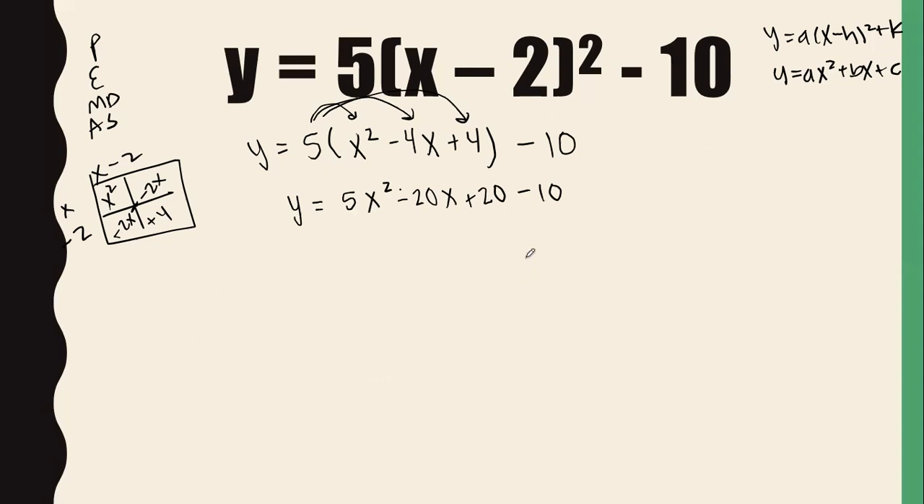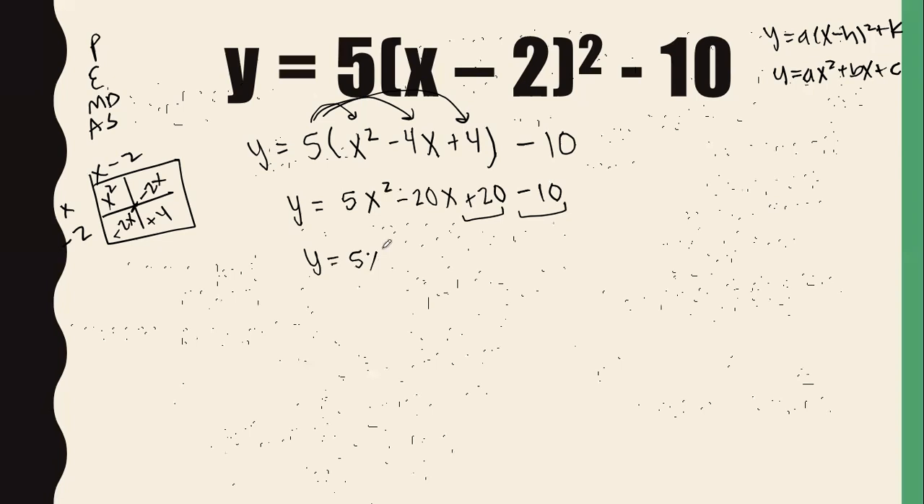Am I done simplifying? Okay, and so what are my like terms? 20x squared, 20x, plus 20 and negative 10. These are my like terms. Remember, like terms have to have the same variable with the same power. So positive 20 minus 10 is positive 10. So y equals 5x squared minus 20x plus 10.